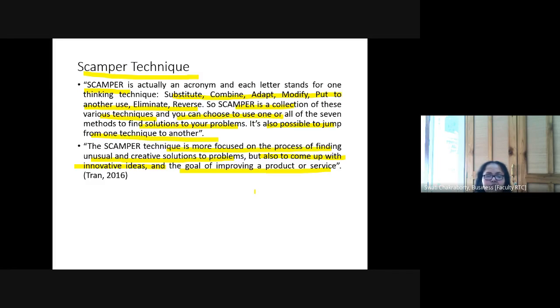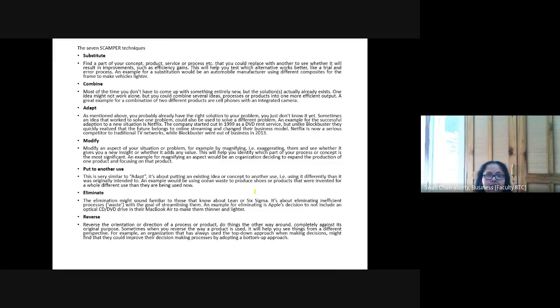So the seven Scamper techniques that we just mentioned, a little more in detail. S for substitute: you find a part of your concept, product, service, or process that you could replace with another to see whether it will bring improvements, such as efficiency gains. It will also help you to test which alternative works better, like a trial and error process.